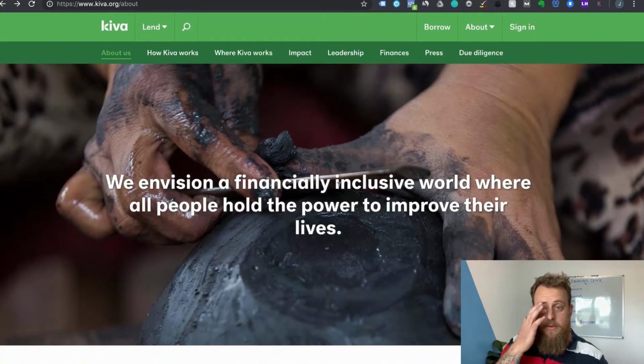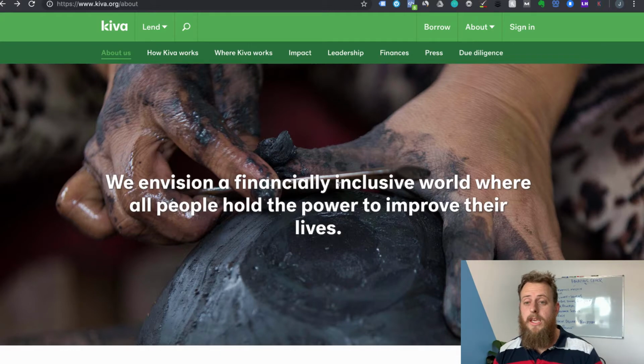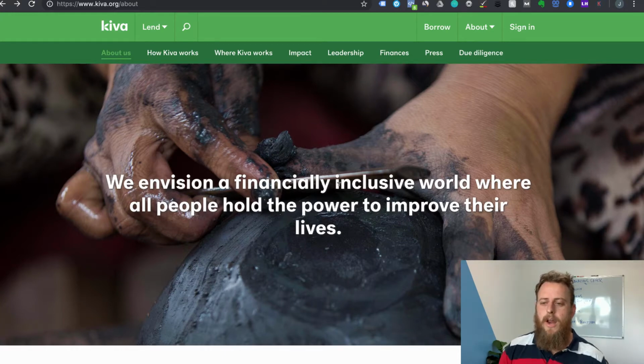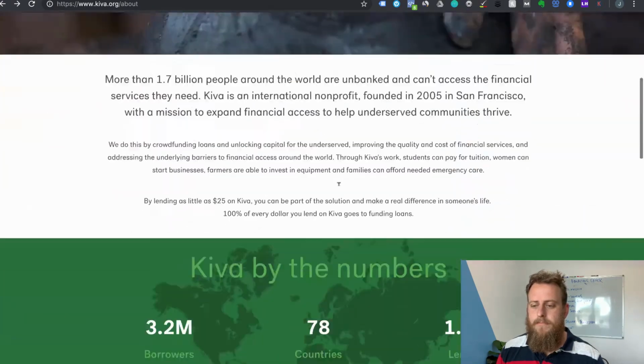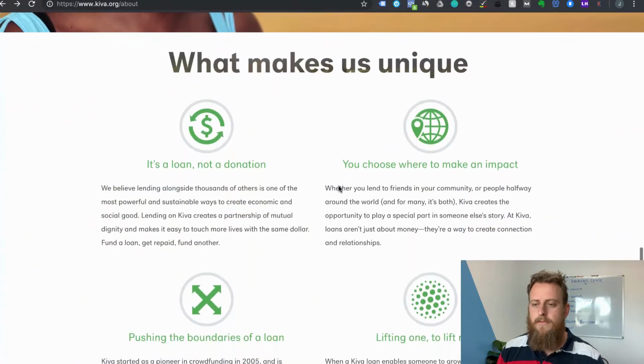The first example I wanted to show you quickly is Kiva, and these are just ones I've pulled randomly off the web, except for the last one. Kiva is basically a crowdfunded microloan service that provides loans to people in third world countries and that sort of thing. We're on their About Us page here, and if I scroll down a little bit, they've got this section, What makes us unique?